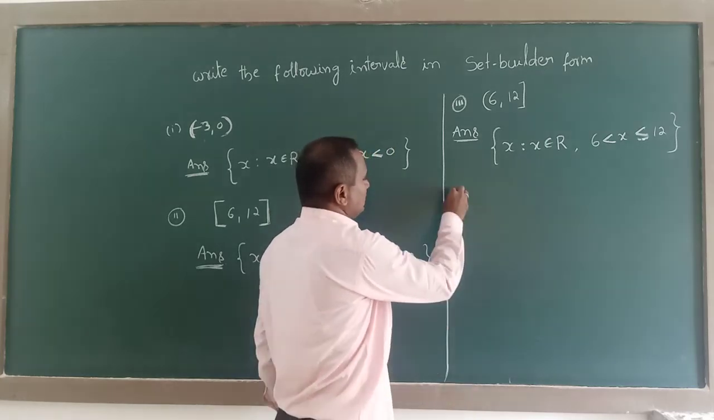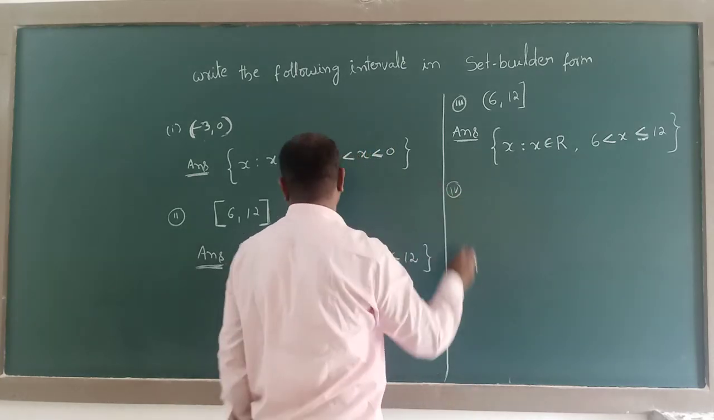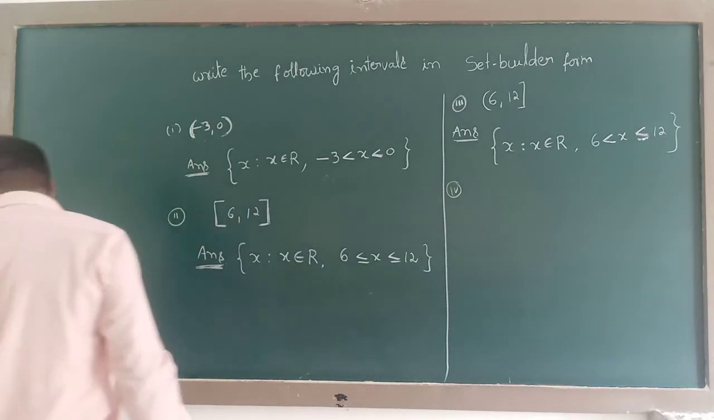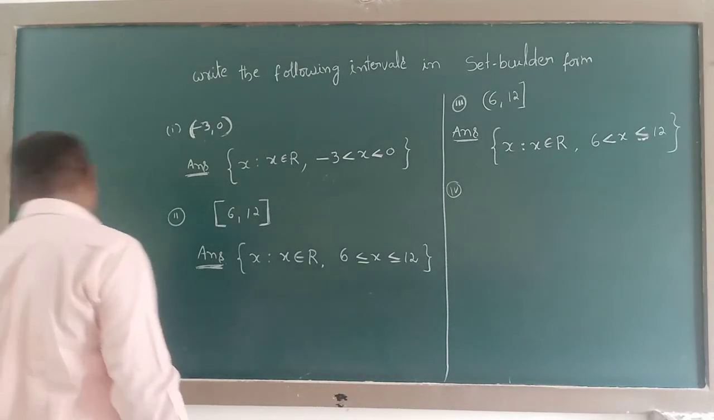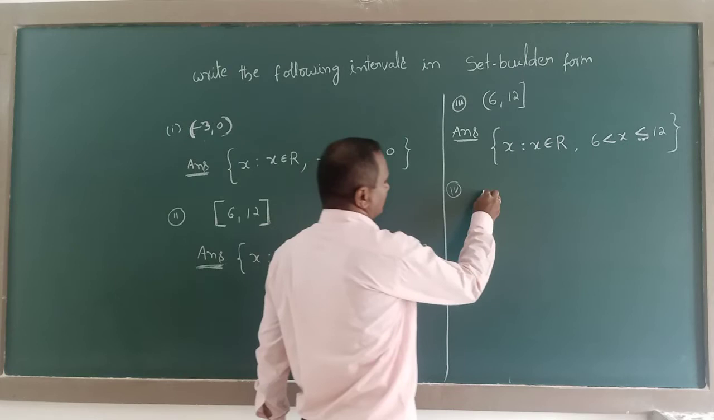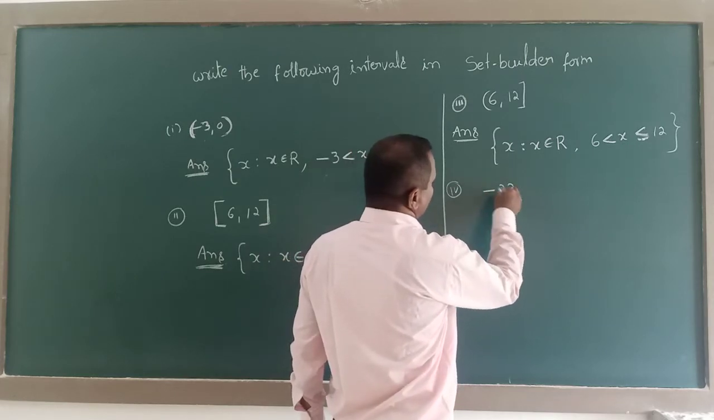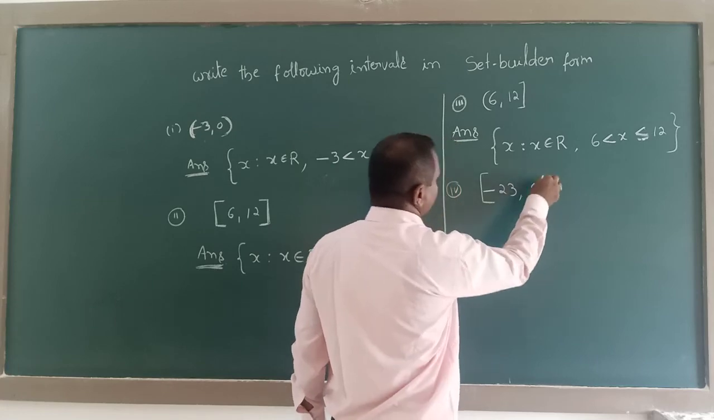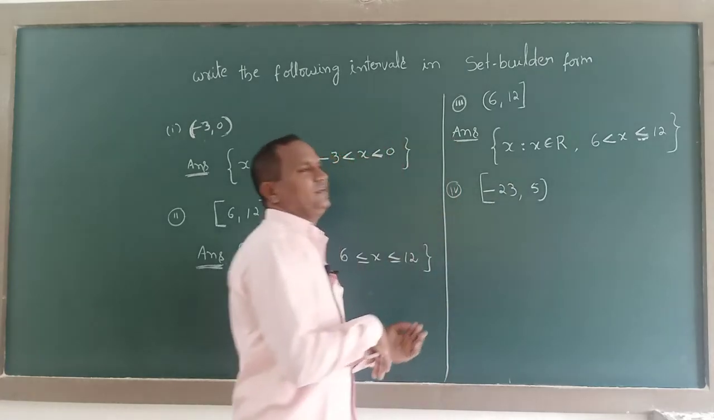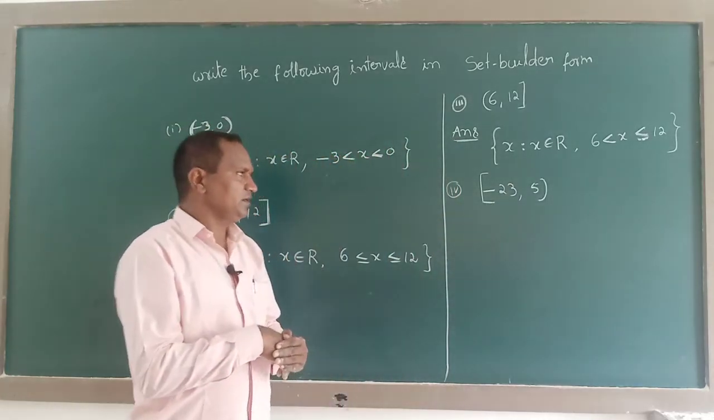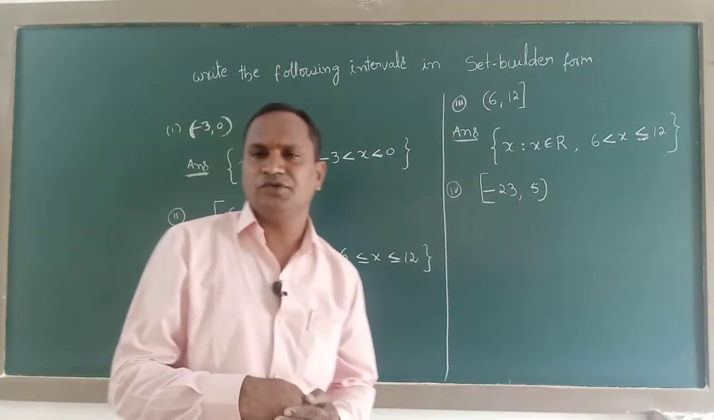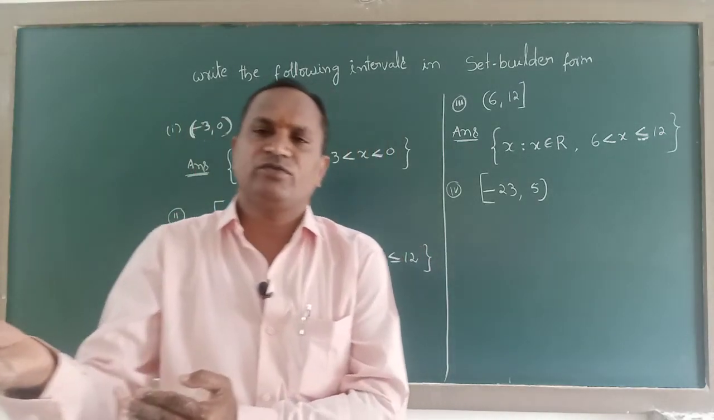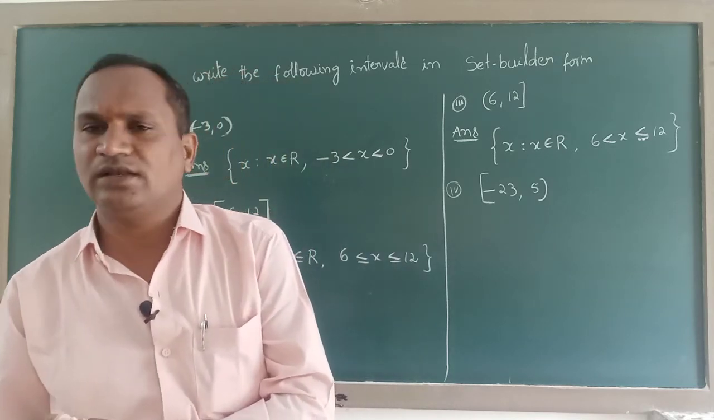Next, last one is the fourth question. Fourth question is [-23, 5), that is, minus 23 with a closed bracket, comma, 5 with an open bracket. Now this side they gave closed, so there is no chance of confusion. Whichever side is closed, to that endpoint side we must write the less than or equal to symbol.